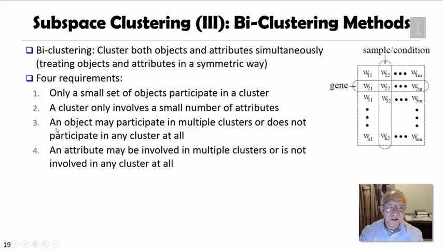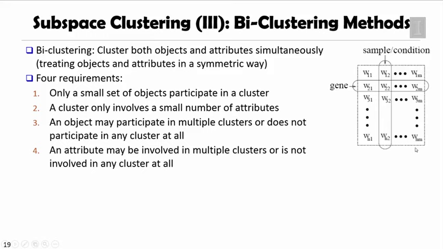Then the third one is an object may participate in multiple clusters or does not participate in any cluster at all. Simply says some genes, some rows, may be in multiple clusters, but there could be many genes that are not in any cluster at all. The fourth one is an attribute may be involved in multiple clusters or is not involved in any cluster at all. That means some columns, like this condition, this sample, could be involved in more than one cluster, but there could be many columns that are not involved in any cluster at all.